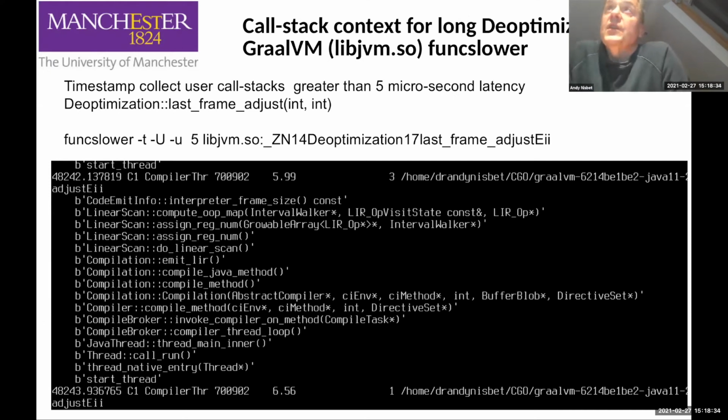Now, next up, we can use Flink Slower, again a standard tool, to identify the call stack context. We can selectively instrument libjvm.so, the entry and exit, so that if the latency exceeds a set value, we can selectively print the call stack. So it's possible also to capture the kernel stack as well.